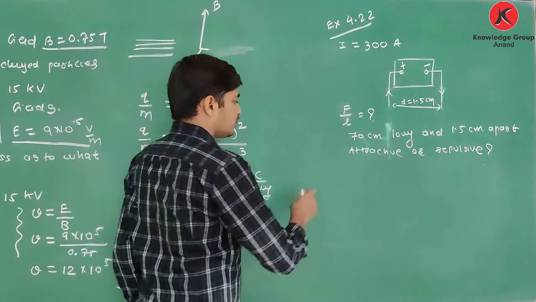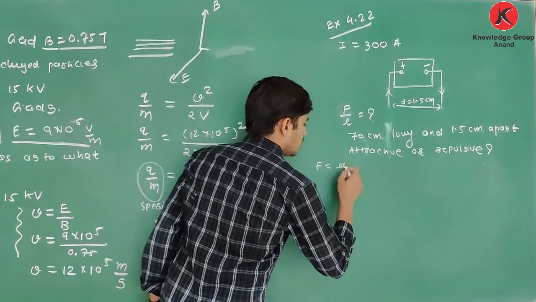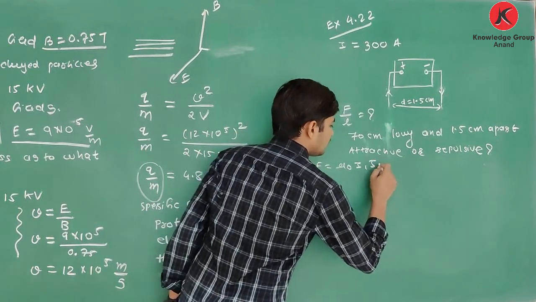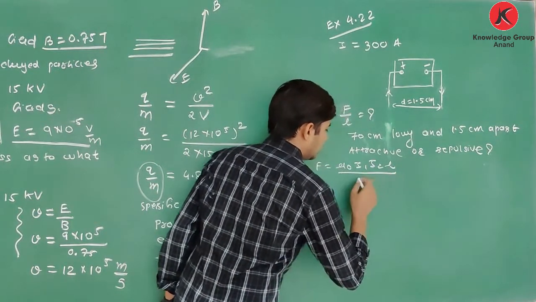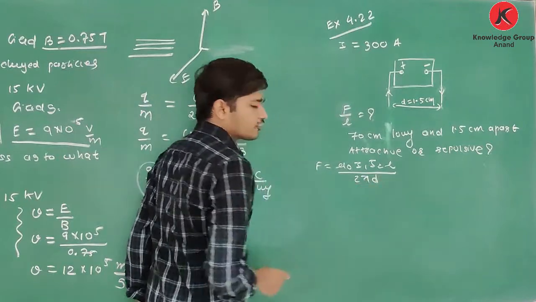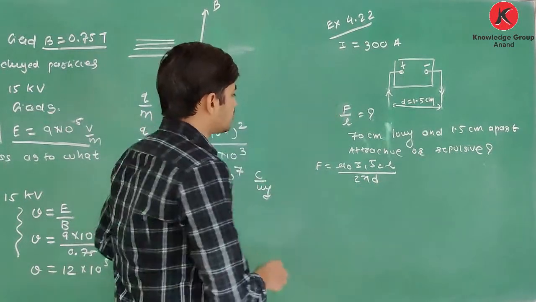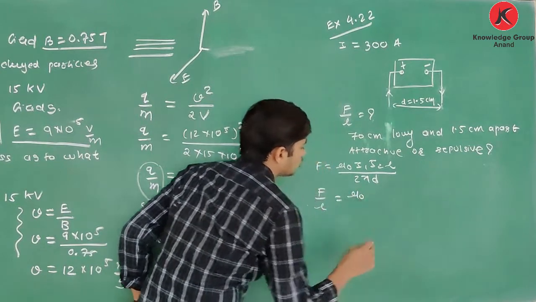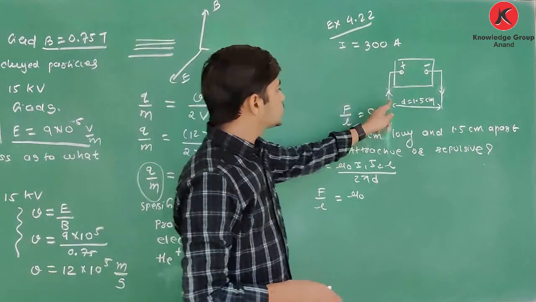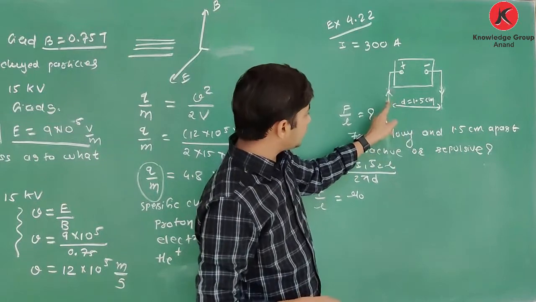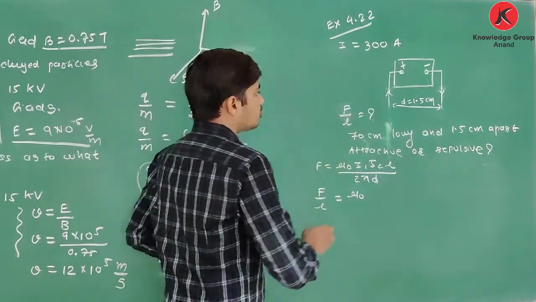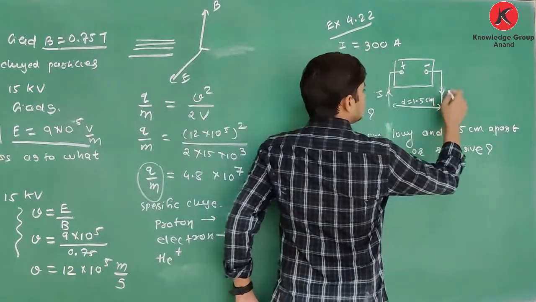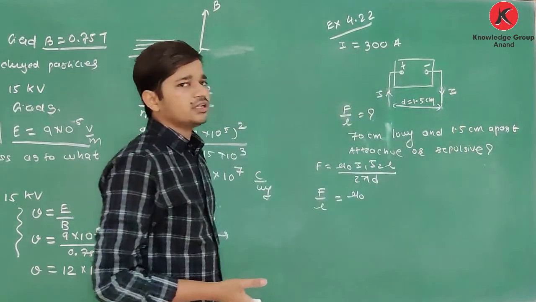So we know one equation: F is equal to mu 0 I1 I2 L upon 2 pi d. Yes or no? But you have to find force per unit length, which means force per unit length is equal to mu 0 I1 I2 upon 2 pi d. Another thing, these wires are connected with positive and negative terminals. So if current I is entering, then obviously current I is leaving.